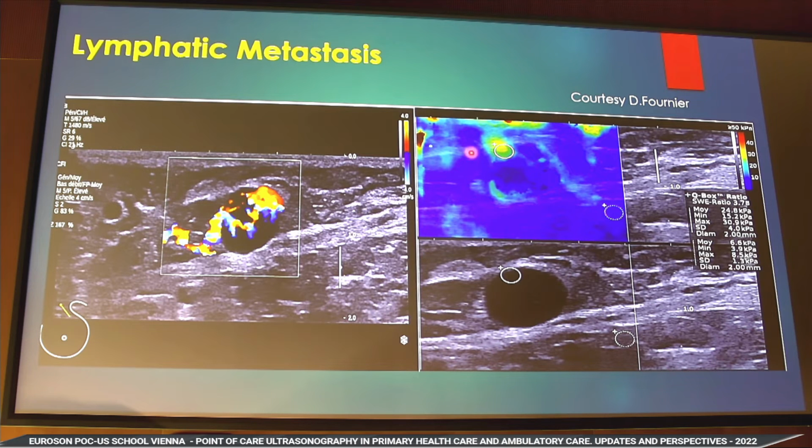And using this technique, he is able to avoid 40% of the sentinel lymph node procedures, because he asserts this lymph node is metastatic, so you don't need to inject blue or radioactive liquid in the lymphatic system. This lymph node is a metastatic one.